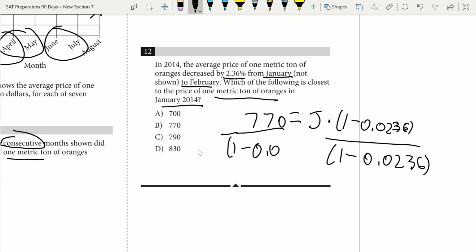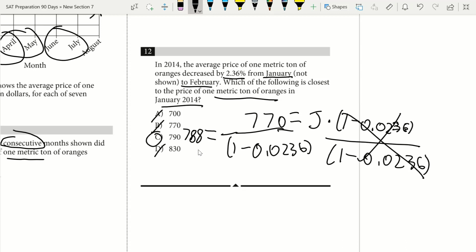1 minus 0.0236. Okay, this will cancel out to 1, so we get rid of that, and now we have the cost in January. We plug that into our calculator real quick, so I'll do that. 770 divided by 1 minus 0.0236, and we're going to get 788, right? 788.6, which is just about 790. So our answer for 12 is going to be answer choice C.